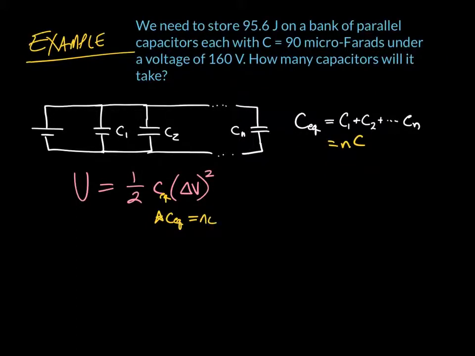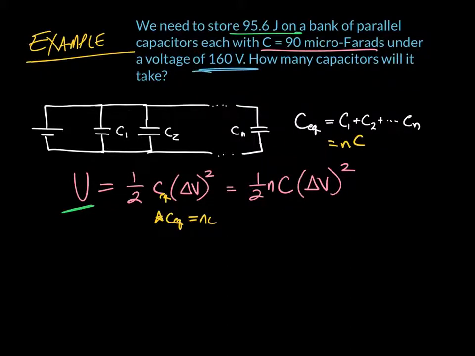So that's NC. So then we're going to have 1/2 N times that capacitance, times the voltage squared. So let's be clear here. We have 95.6 joules. That's what the U is. We have a voltage of 160. That's what the delta V is. And we just worked out NC. And we want to solve for N. So N will equal double the potential over the capacitance times voltage squared.